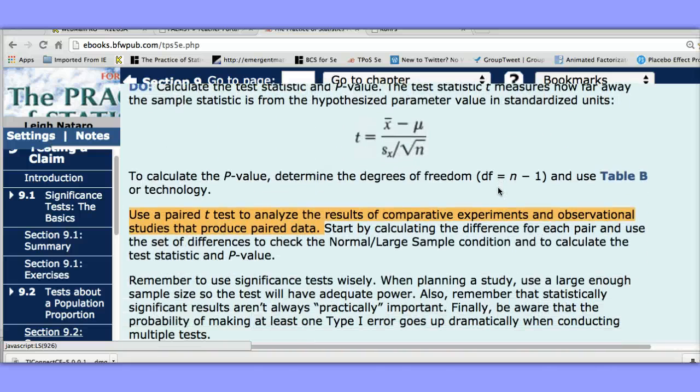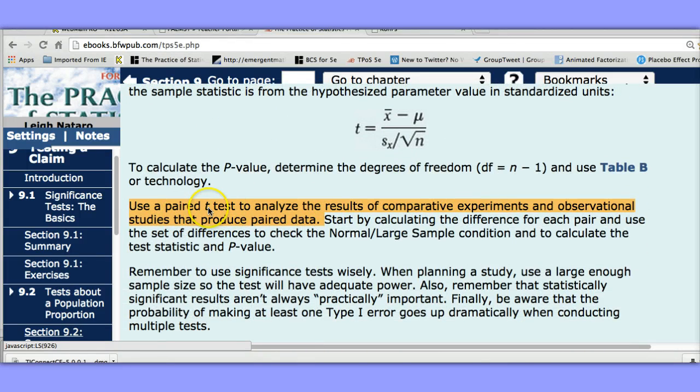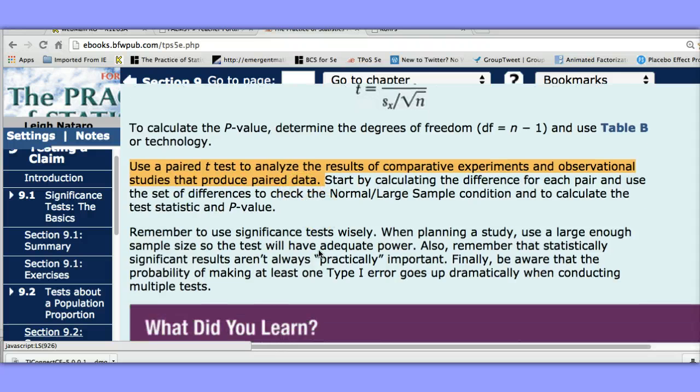Let's see if I have anything else highlighted. Oh yes, a paired t-test is a way to analyze the results of comparative experiments and observational studies that produce paired data. We looked at an example of that yesterday in our notes.